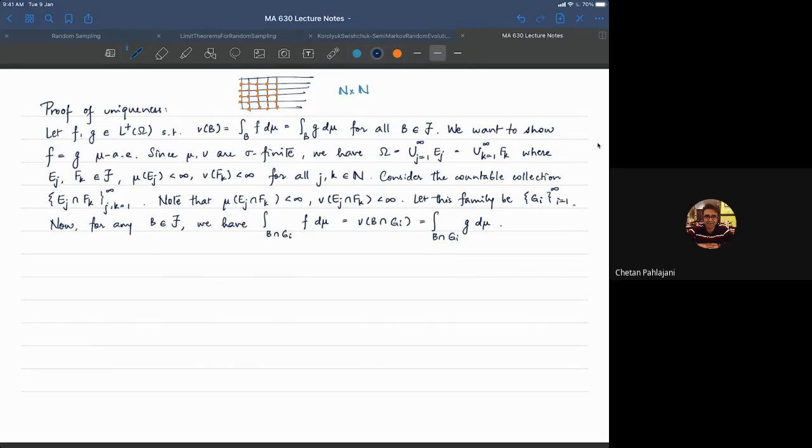So, hence, for all B in F, we have the integral over B of f times the indicator of G_i d mu equals the integral over B of g times the indicator of G_i d mu. Do you agree with this?